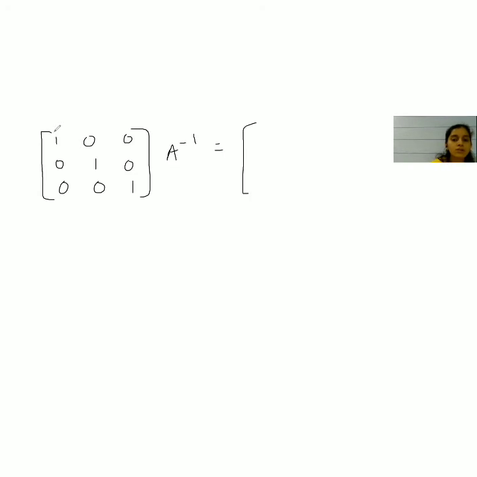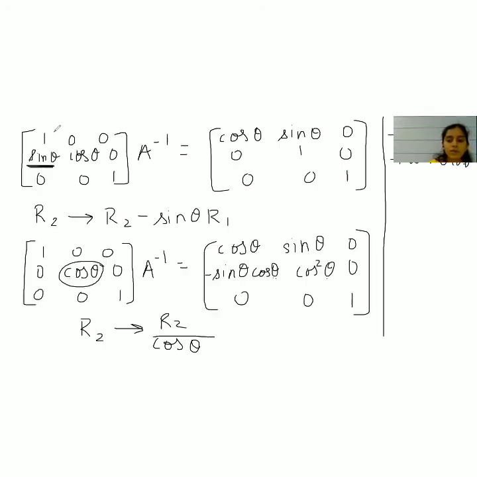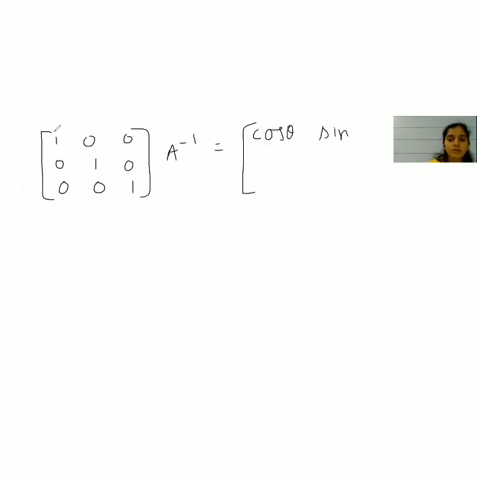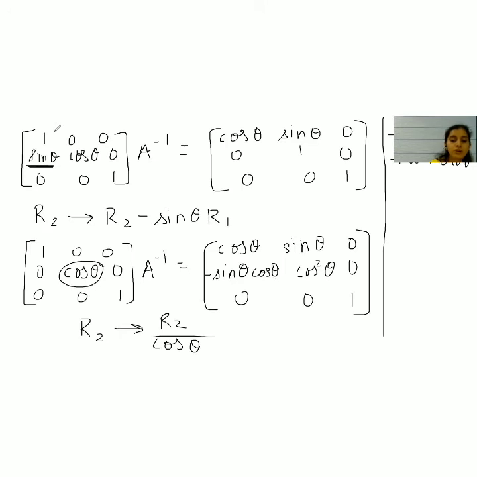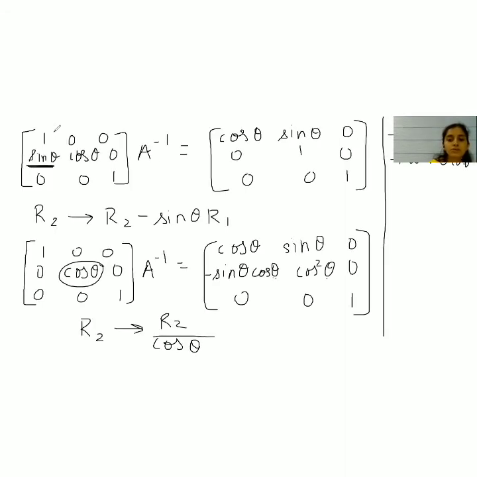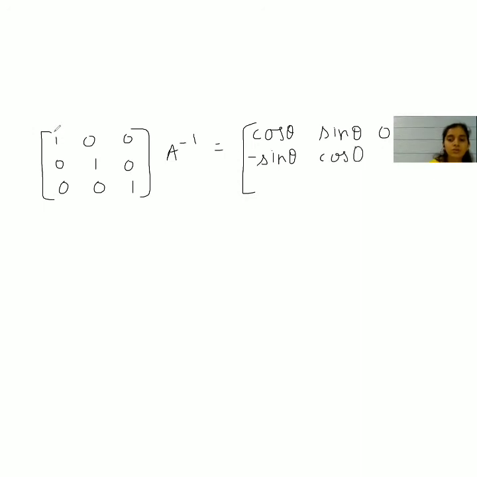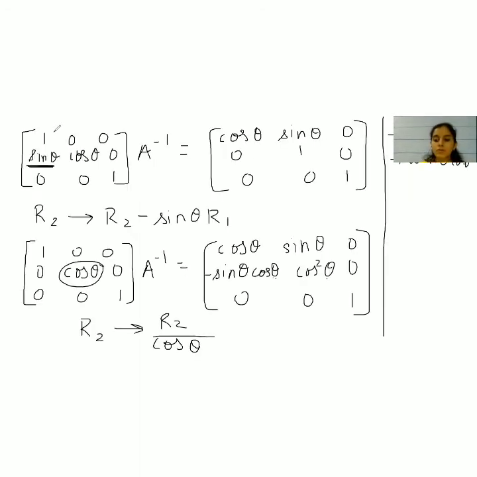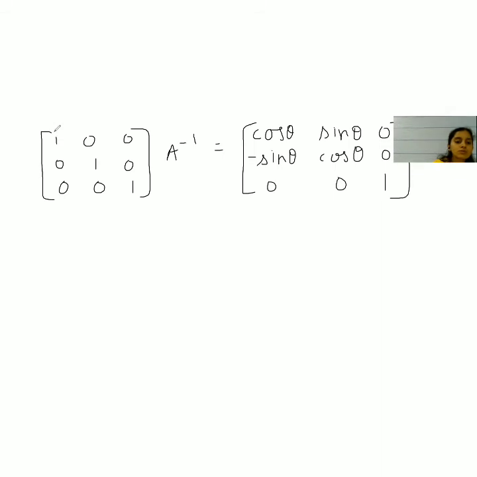Here we'll have cos theta, sin theta, and 0. Now row 2 is changing, so minus sin theta cos theta upon cos theta. That cos theta cancels out and we get minus sin theta here. Cos square theta upon cos theta is cos theta alone. 0, 0, 0, and 1. So this is what we have got as our A inverse because this is your I.